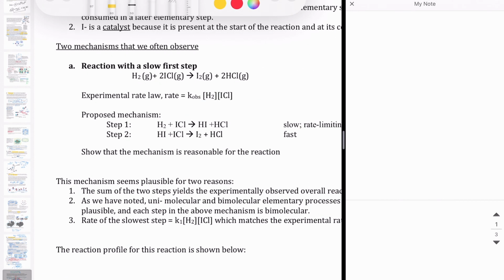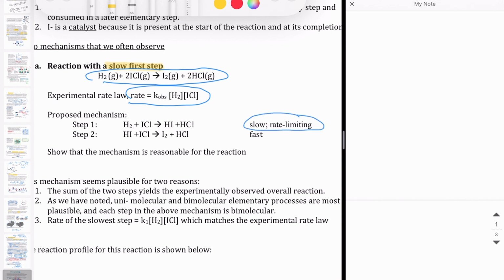And this is a type of mechanism that you will often see for a chemical reaction, which is a reaction where the first step in the mechanism is the slowest step, or is the rate determining step. So the reaction is given to us as H2 plus 2 ICl forming I2 plus 2 HCl. We were told that the experimental rate law, which again has been determined for us, is rate equals k observed times [H2] times [ICl], both of them to the first order. And we were then given a proposed mechanism, which is shown there, step 1 and step 2. And we were told that the first step is the slow step, or the rate limiting step. Okay. And we're then asked if the mechanism is reasonable or not for this reaction.